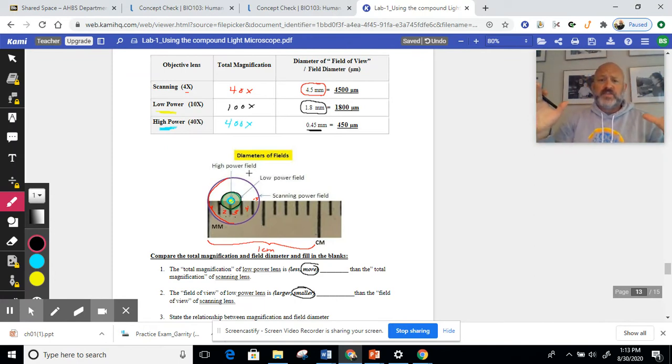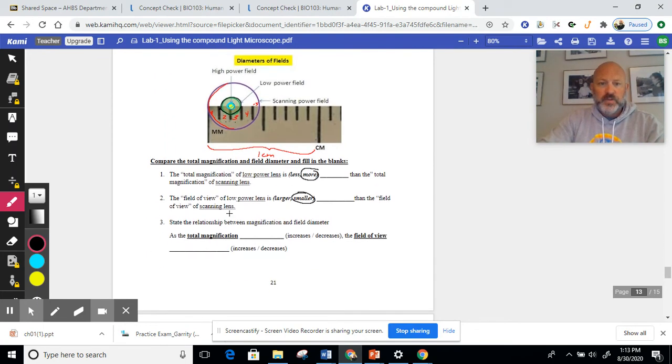So we're really taking a step back. Let's say we're looking at that letter E. That letter E would be small here, right? And as we go to the low power view, that letter E becomes bigger because we're getting in closer. So what is the relationship between magnification and field diameter? Well, in this case, we have what's called an inverse relationship. That means as one goes up, the other goes down. So as total magnification increases, field of view diameter decreases.